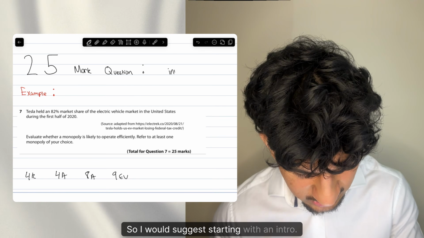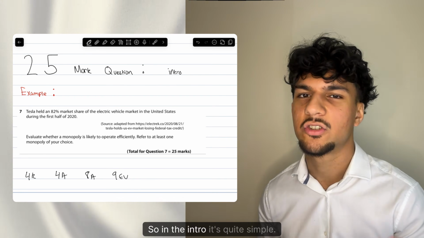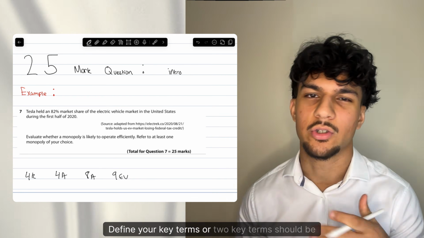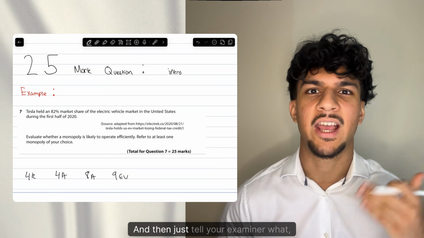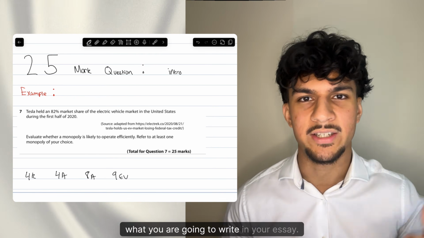So I would suggest we're starting with an intro. In the intro, it's quite simple. Define your key terms, so 2 key terms should be fine. And then just tell your examiner what you are going to write in your essay.